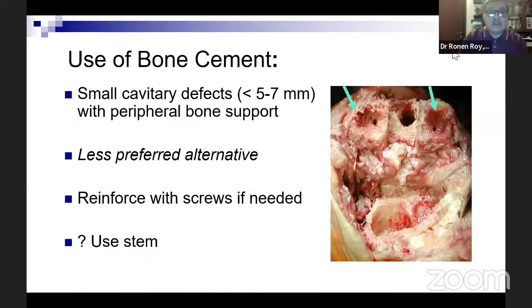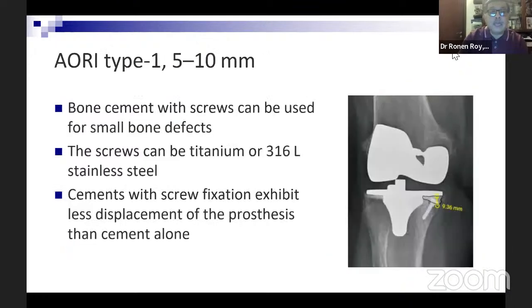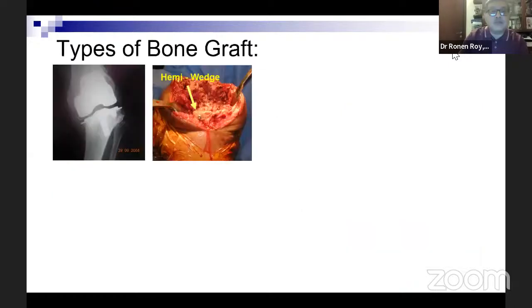Small cavity defects, if they're not peripheral, can be filled up with bone graft. Peripheral ones also, you can usually fill in with bone cement, or if it's more than 5 to 7 millimeters, you can actually use a screw. So you can see over here a relatively larger 5 to 7, 10 millimeter defect filled with a bone screw used as a reinforcement.